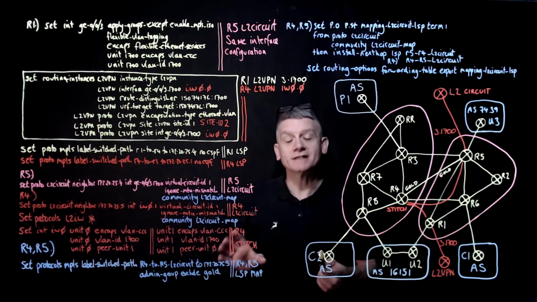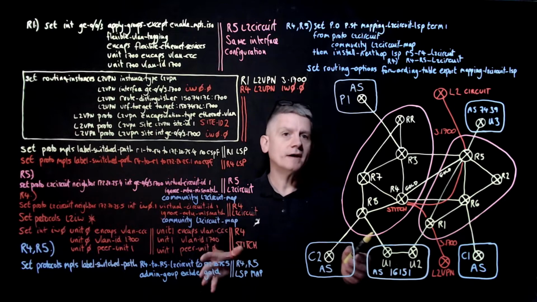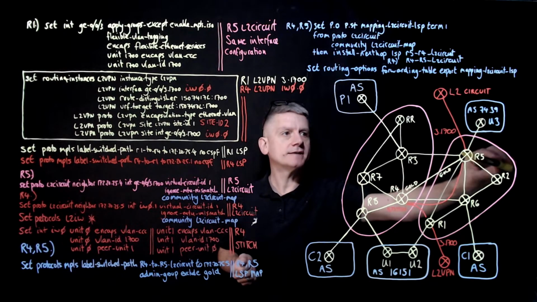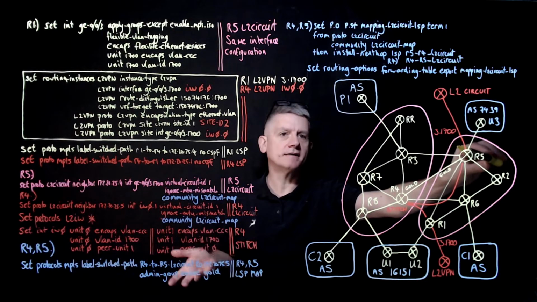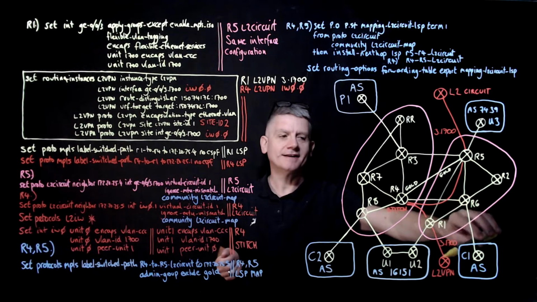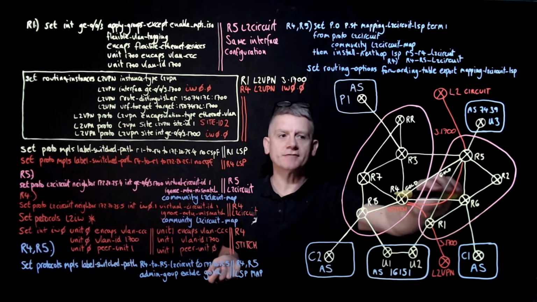Okay, so this screen actually completes Superlab 2. So what are we doing in this screen? Well, what we're going to do is stitch together an L2 circuit that's connected to router 5, which of course is targeted LDP, and an L2VPN connected to router 1. And the way that we're going to do that is we're going to stitch them together on router 4.